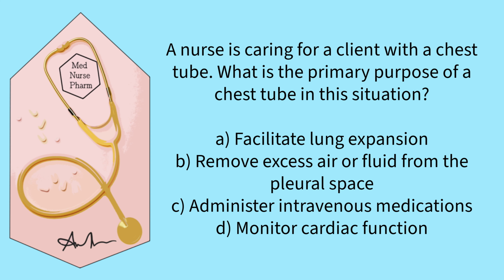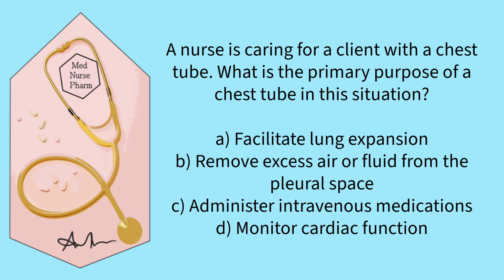A nurse is caring for a client with a chest tube. What is the primary purpose of a chest tube in this situation? A, facilitate lung expansion; B, remove excess air or fluid from the pleural space; C, administer intravenous medications; D, monitor cardiac function. Pause the video and select your answer. The correct answer is B. Remove excess air or fluid from the pleural space. A chest tube is inserted to remove excess air or fluid from the pleural space, preventing pneumothorax or pleural effusion.